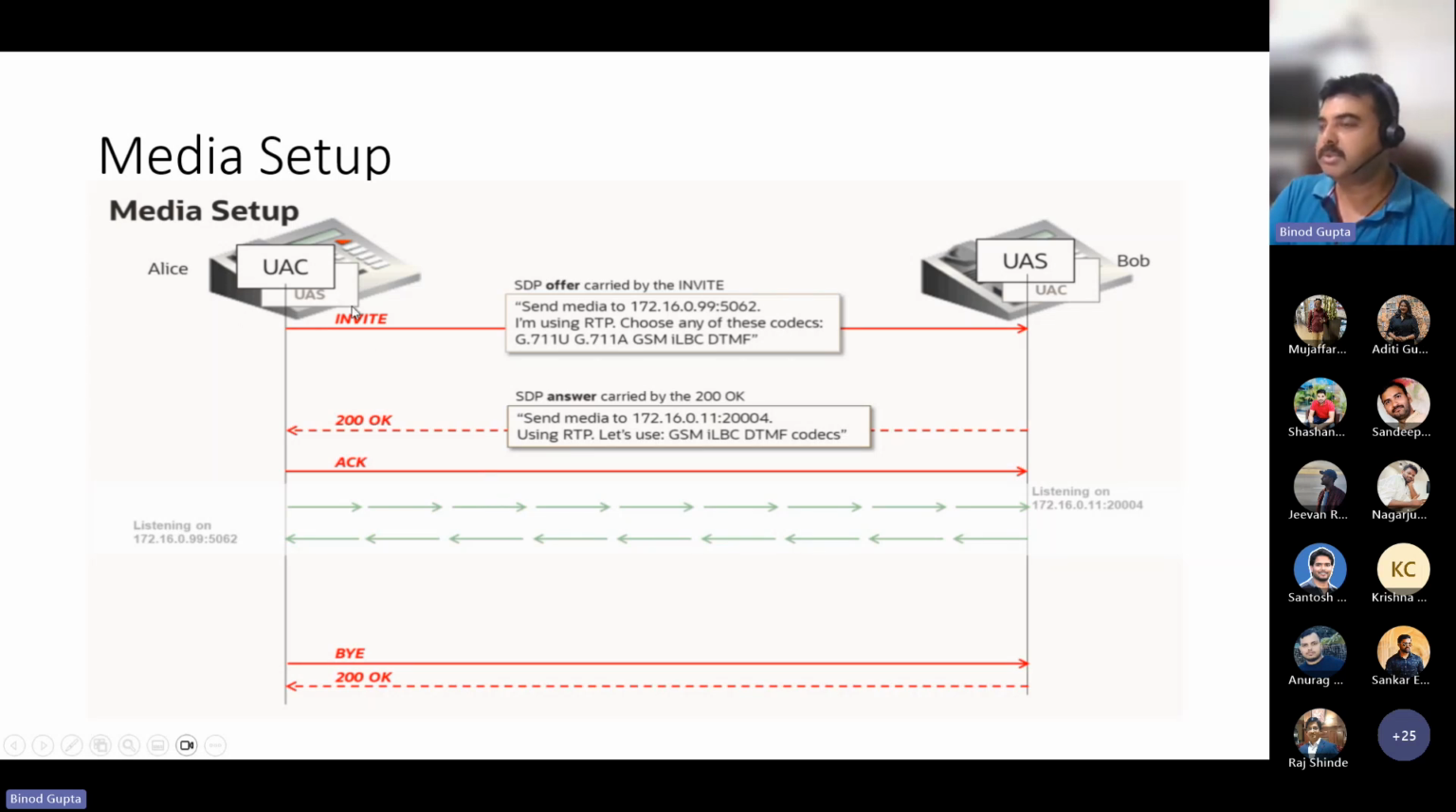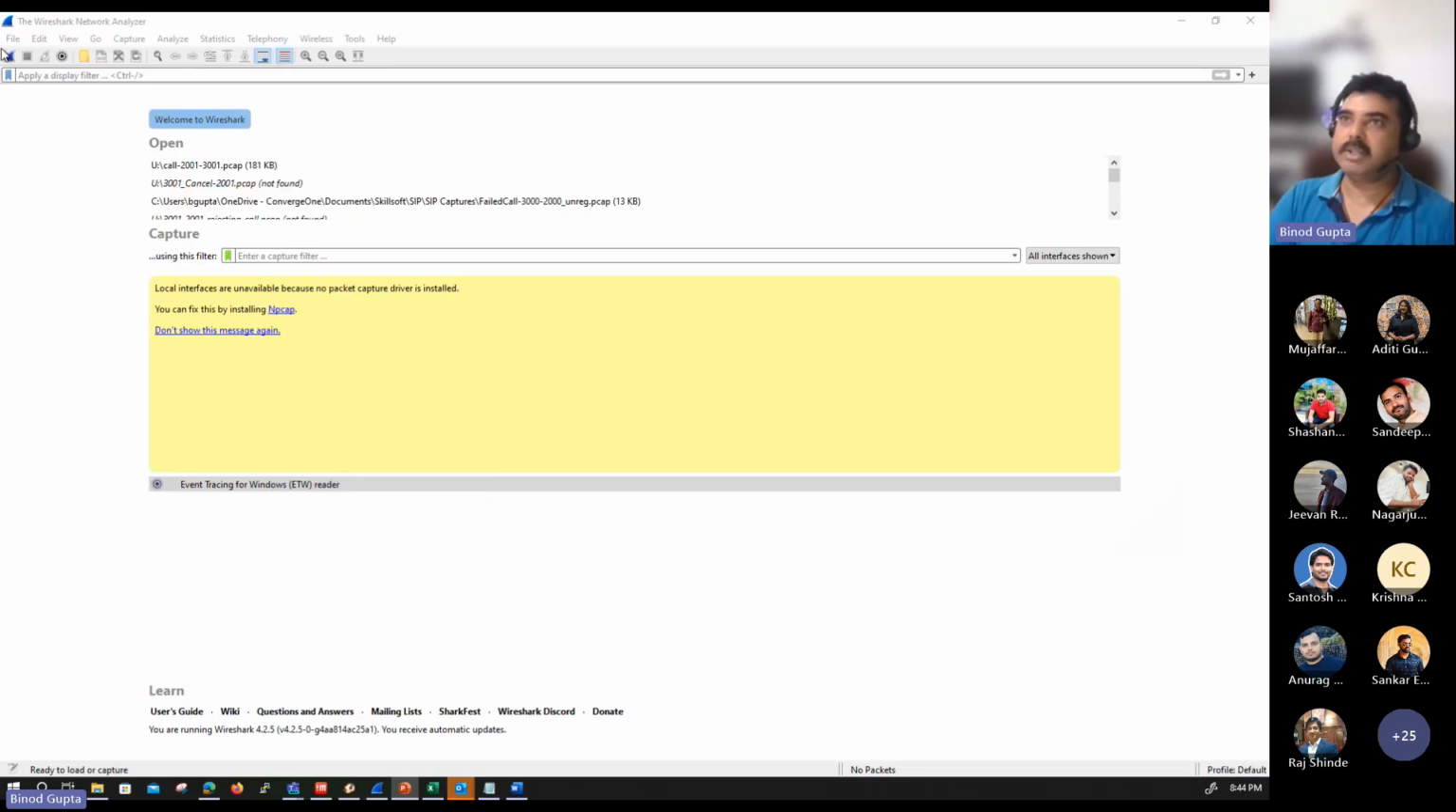First, let's go through the theory at a quick glance. The UAC sends an invite with some parameters. It says, I'm sending all these codecs, which codecs do you support? Please share your list, then we'll agree upon one. Once they agree, the UAC, the initiator who sent the invite, will send out an ACK. Let's see this as well very quickly.